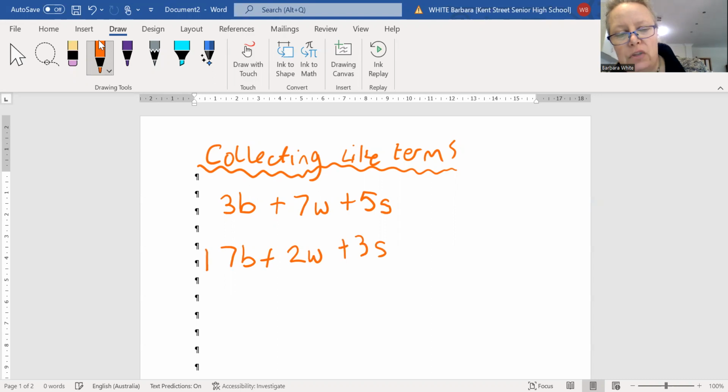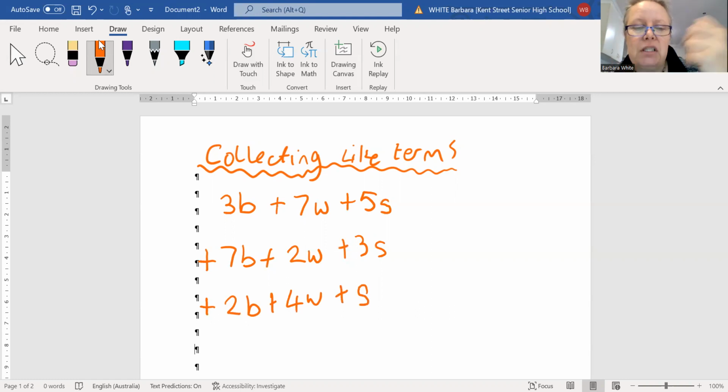And of course, in the end, we're going to add all these up. So we're going to make this one big long sum. And the third shop sold 2 balls, 4 sets of wickets, and 1 set of shoes. So collecting like terms is about adding up all the balls, like counting up all the balls, separate to counting up the wickets, separate to counting up the shoes. Of course, they have different prices.